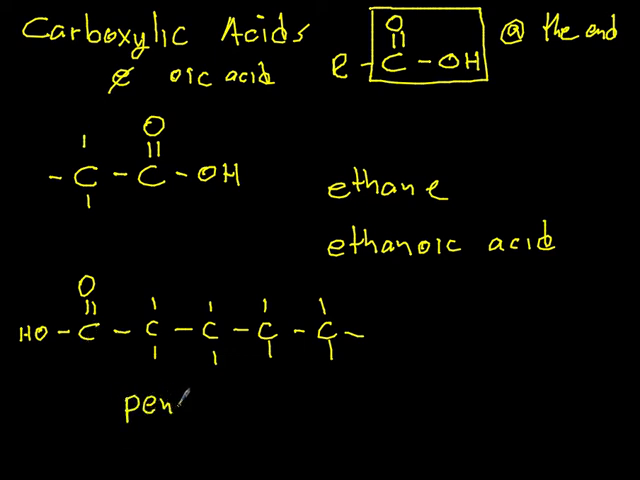So 5 carbons would be pentane. However, we're going to drop that E. Take that E that would be here, drop it off, add oic acid. So pentanoic acid would be the name of that.